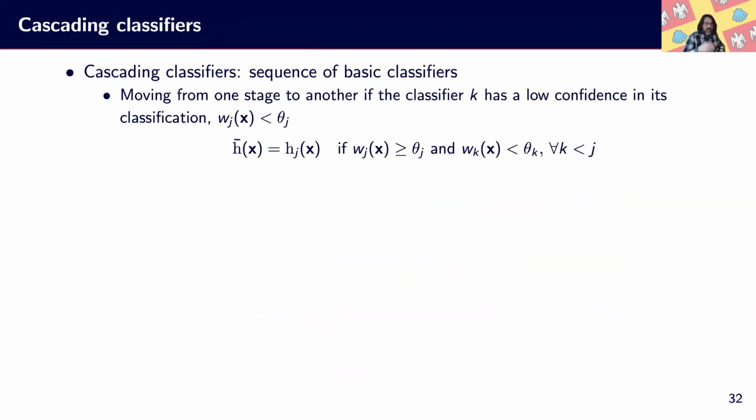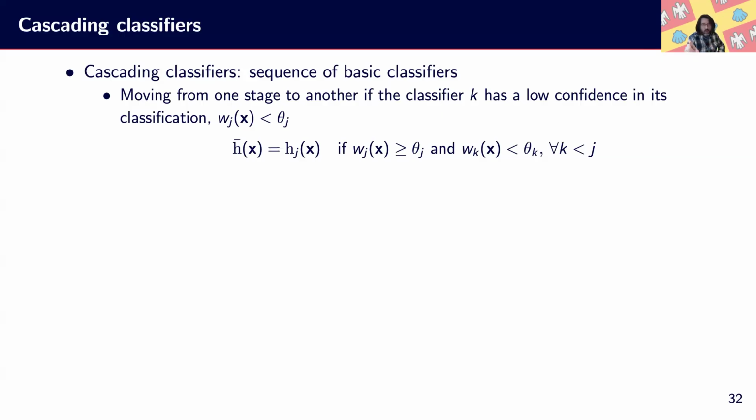Another approach is the cascading classifiers, where we have a sequence of basic classifiers that we apply. The idea is that we move from one stage to another only if the confidence of a classifier at one stage is lower than a threshold. We only make the decision at the stage where the confidence is high enough, and we use that classifier's decision as the ensemble decision.